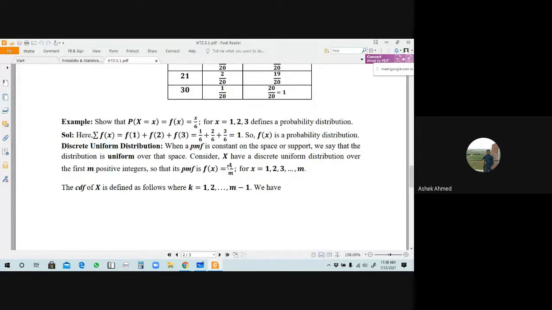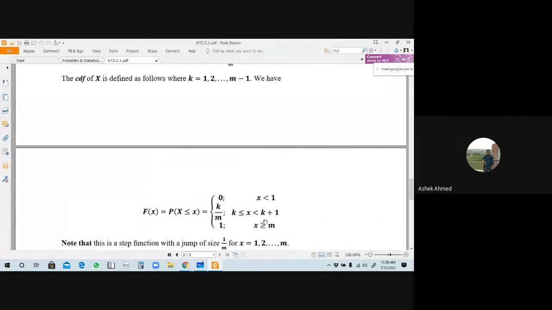This is for uniform probability distribution. Consider x has a discrete uniform distribution over the first n positive integers so that its PMF is 1 by n. Now look, we can consider this in another way.